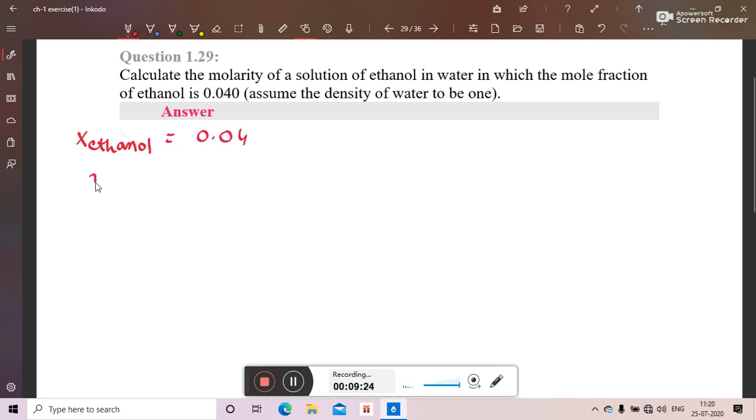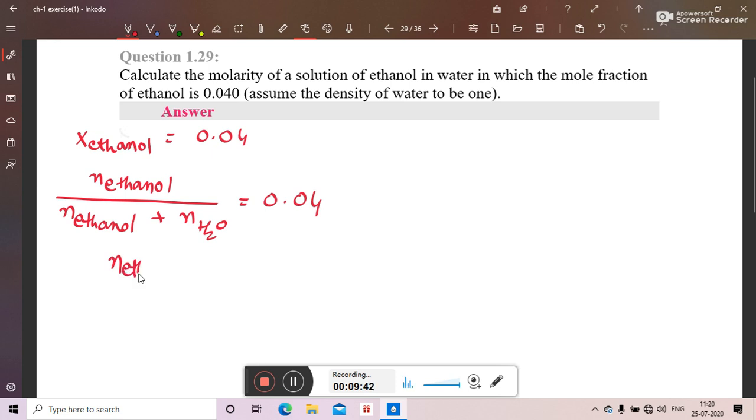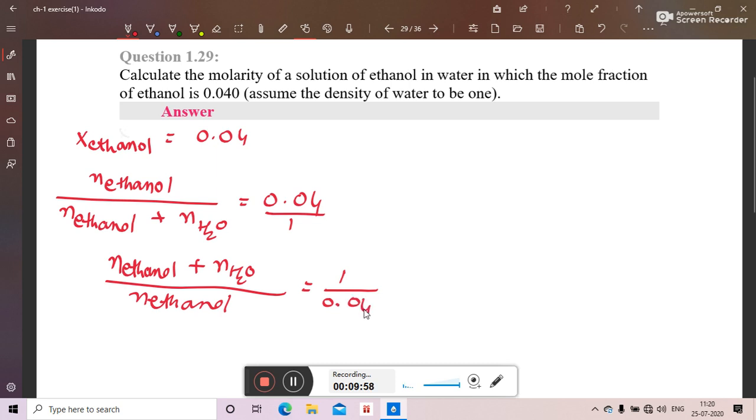Now mole fraction of ethanol is nothing but it is number of moles of ethanol divided by number of moles of ethanol plus number of moles of water, that is equal to 0.04. Now we'll take reciprocal of both the sides. So we'll get number of moles of ethanol plus number of moles of water divided by number of moles of ethanol equal to 1 upon 0.04. Now number of moles of ethanol upon number of moles of ethanol is 1.